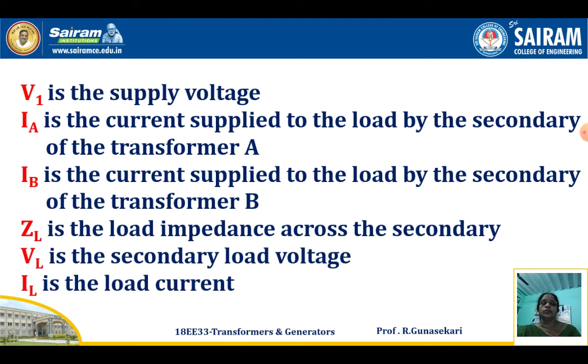V1 is the supply voltage, which is common for both transformers A and B. IA is the current supplied to the load by the secondary of transformer A. IB is the current supplied to the load by the secondary of transformer B. ZL is the load impedance across the secondary. ZL is the common load. VL is the secondary load voltage, that is, the voltage across the load. IL is the load current.